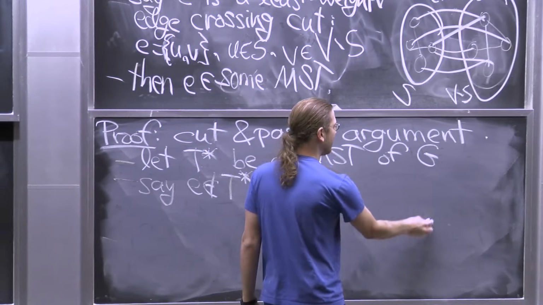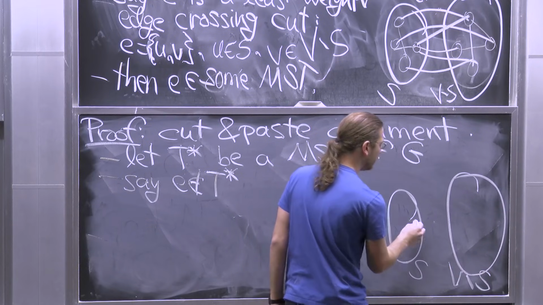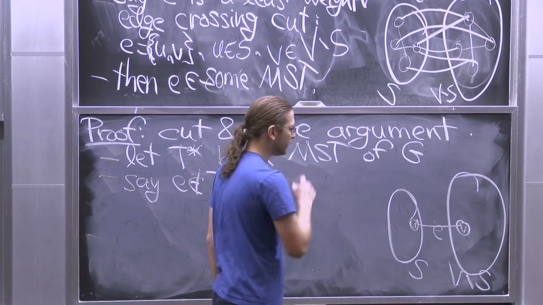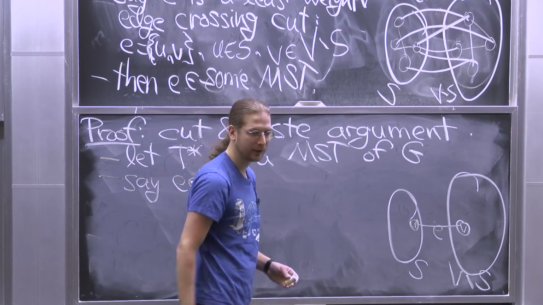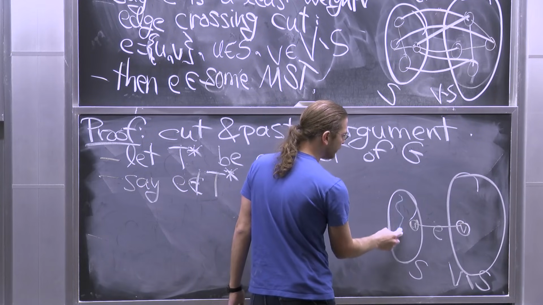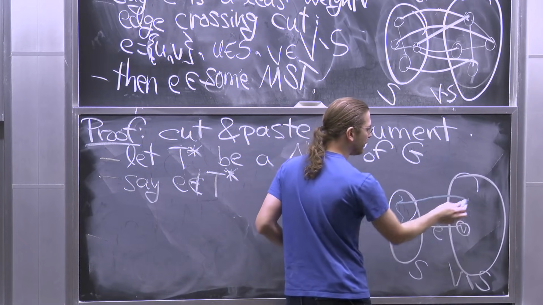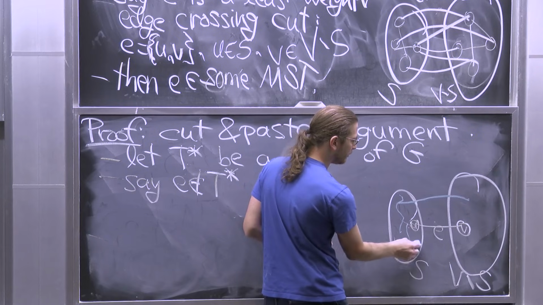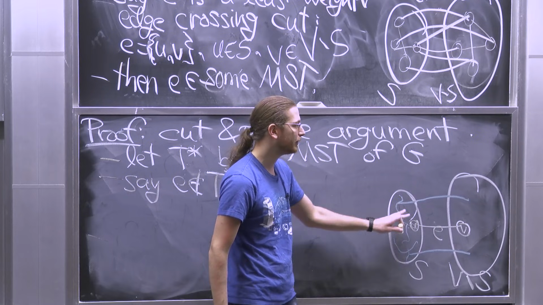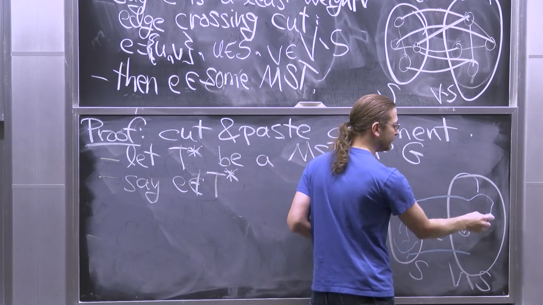So again, let me draw the cut. There's S and V minus S. We have some edge E which crosses the cut, goes from U to V. That's not in the minimum spanning tree. Let's say in blue I draw the minimum spanning tree. So the minimum spanning tree connects everything together here. I claim it's got to have some edges that cross the cut, because if it has no edges that cross the cut, it doesn't connect vertices over here with vertices over here. So it may not use E, but some of the edges must cross the cut.